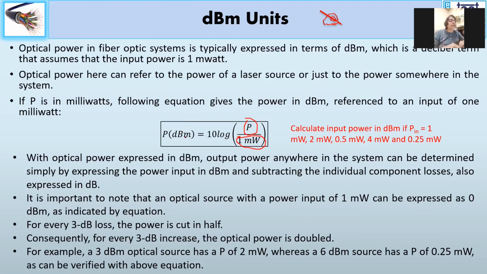So whenever it is given dBm, it is nothing but 10 log of P by 1 milliwatt, and dB is simply 10 log of the power value. Okay. So can we calculate the power in dBm for 1 milliwatt, 2 milliwatt? Quickly, everyone, can you do this and let me know the power values in dBm when my input is 1 milliwatt, 2 milliwatt, 5 milliwatt, 4 milliwatt, 0.5 and 0.25. Quickly do this.